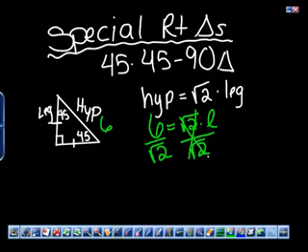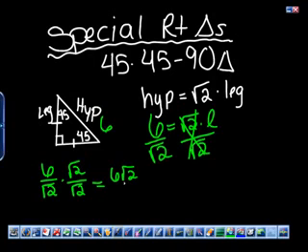Gone here. And I'm left with 6 over square root of 2 on the bottom. So let's take care of that. What do I do to get rid of that? All right, top is 6 times the square root of 2 over square root of 2 times square root of 2. 6 square root of 2.